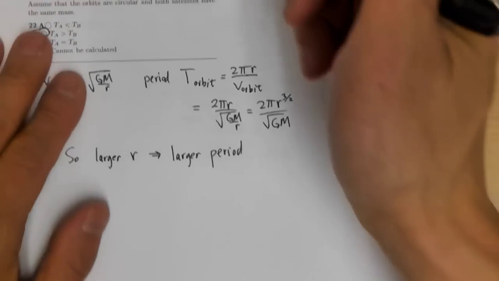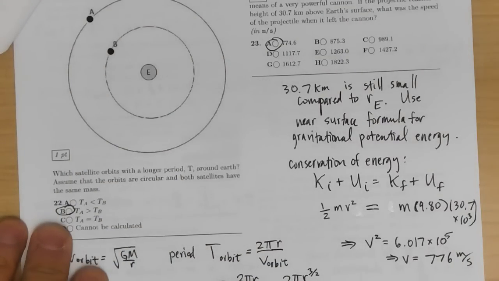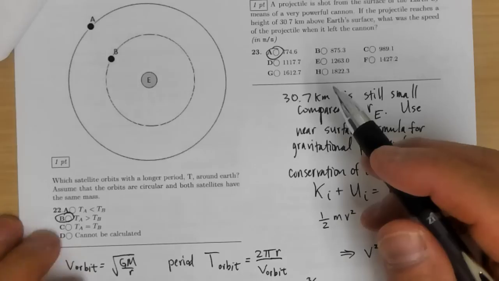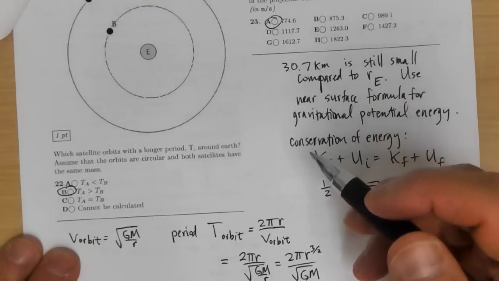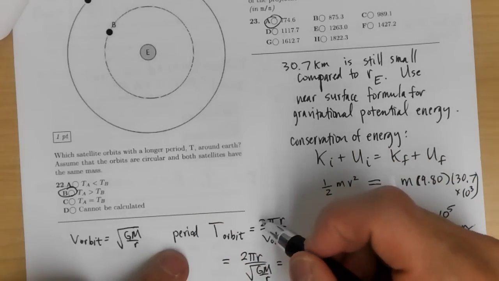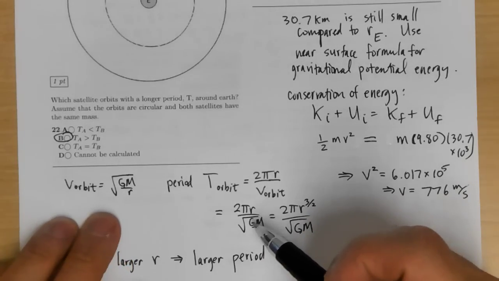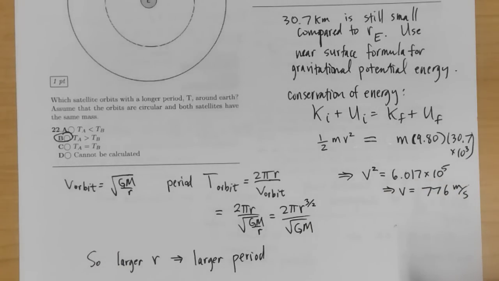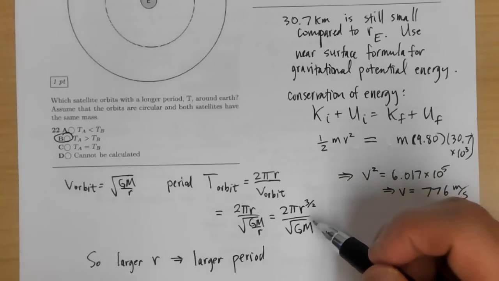Okay, which satellite orbits with the longer period T around Earth? Assume that the orbits are circular and both satellites have the same mass. Okay, so v orbit is the square root of capital G capital M over r. Now the period for one orbit is 2 pi r divided by the v for the orbit. So we have the formula of 2 pi r, the circumference, divided by the square root of GM over r. Now the square root in the denominator of the denominator is the square root in the numerator. So we have 2 pi r to the 3 halves, and then divided by the square root of GM.